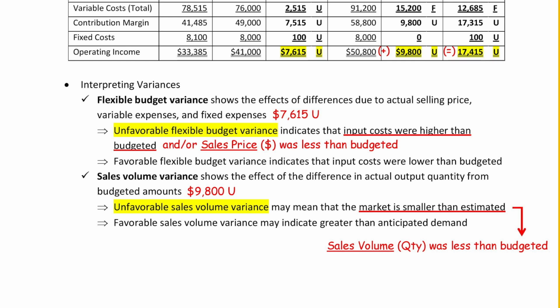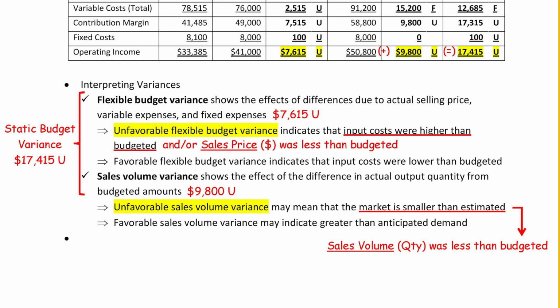On the left hand side, put a bracket around the flexible budget variance and the sales volume variance. And right there, static budget variance, that's equal to $17,415 unfavorable. So the static budget variance includes the flexible budget variance and the sales volume variance.